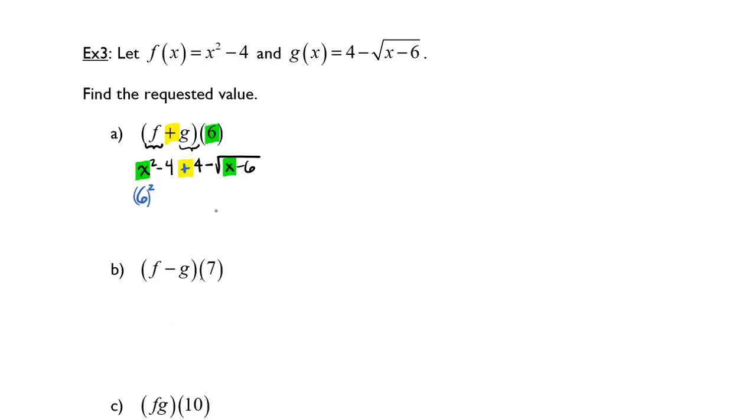And I'm putting parentheses around it just because it is a good practice to get comfortable with doing, because if this was a negative number, it would have to have parentheses just to keep track of your steps and your signs. When we simplify, we get 36 minus 4 plus 4. Well, that's obviously going to add to 0. And then on the end, we have minus the square root of 6 minus 6, which is also 0, so the square root of 0 is 0. So our final answer for f plus g of 6 is 36.